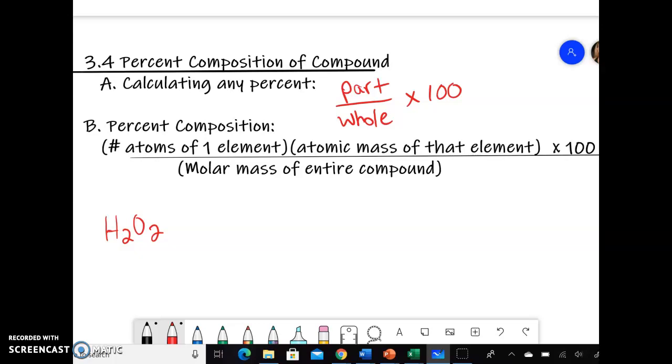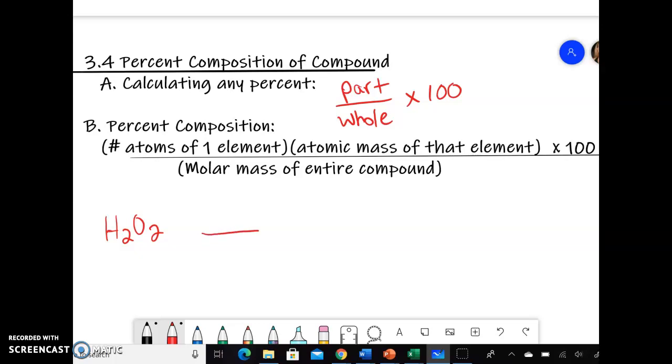And that's true in terms of the atom, but in terms of the mass of it, oxygen weighs 16 times more per mole than hydrogen. And so the percentage of oxygen by mass will be a whole lot more. So here's how you calculate the percent composition of a compound. On the part, the top of the fraction, you're going to have one element. So in this case, let's just start with hydrogen.